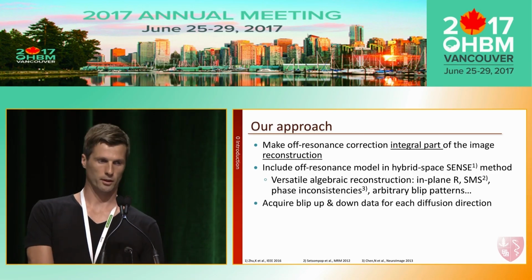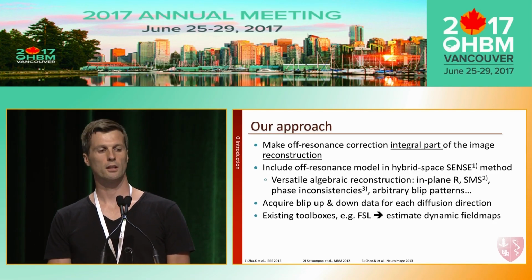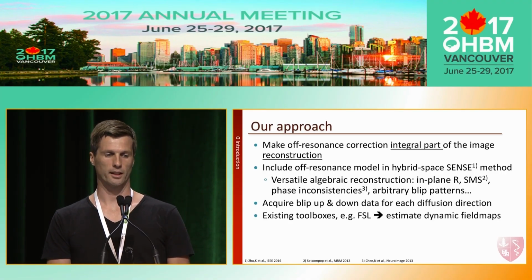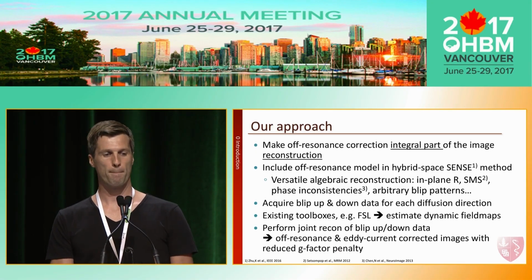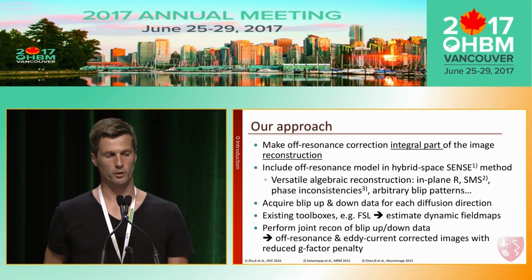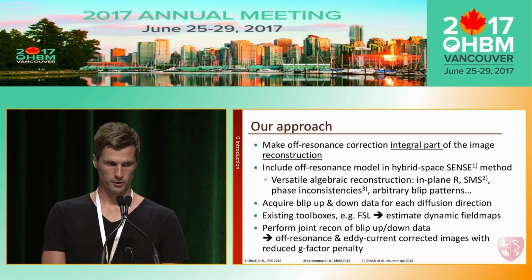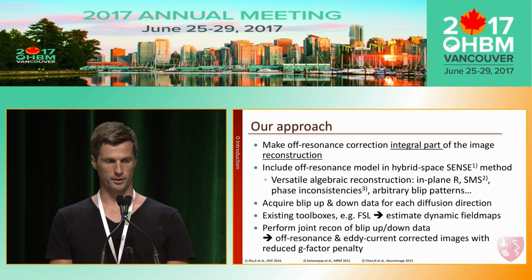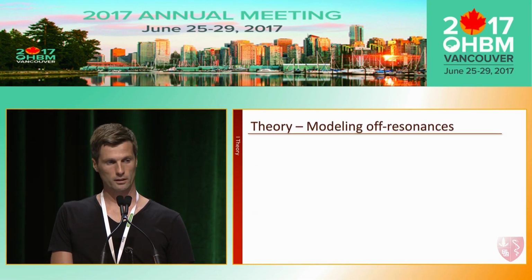And we also suggest to acquire a blip up and down data set for each diffusion direction, and using existing toolboxes like FSL, we can estimate dynamic field maps. And then when we perform a joint reconstruction of the blip up and down data, that should result in off resonance and eddy current corrected images with reduced g-factor penalty. So how can we model the off resonances?